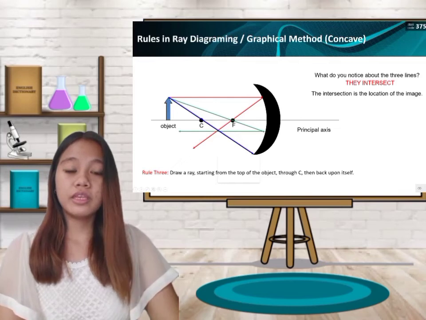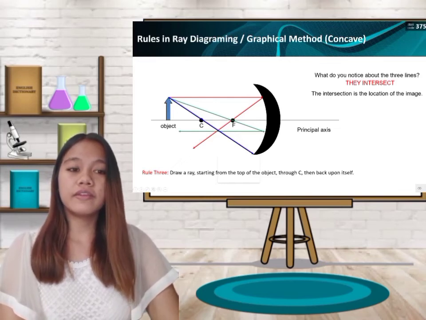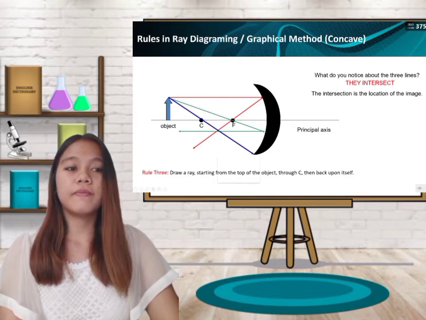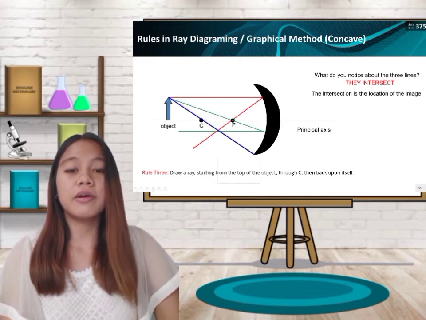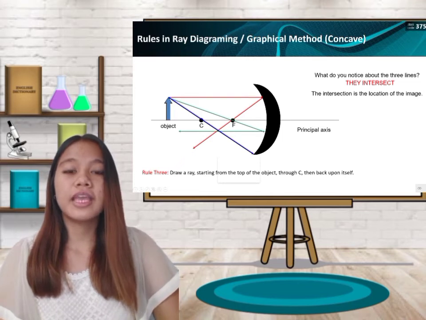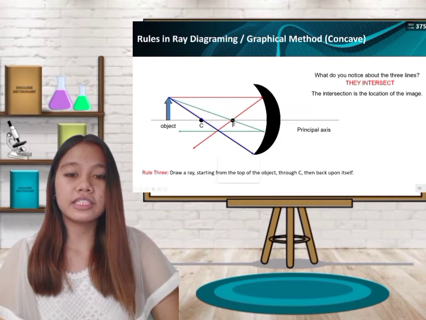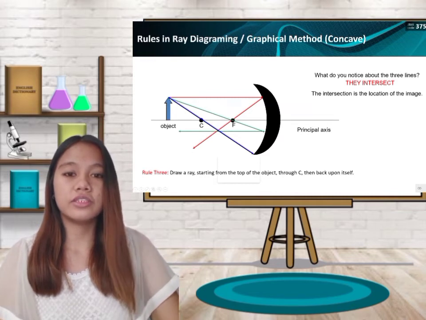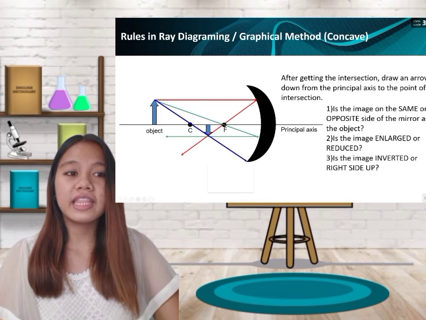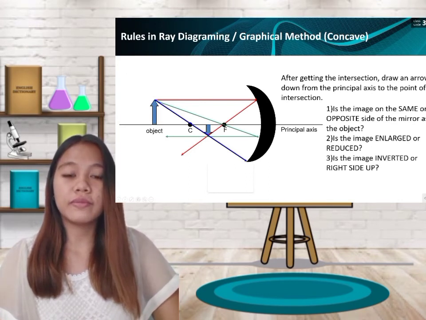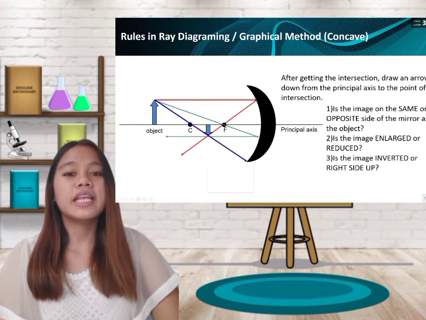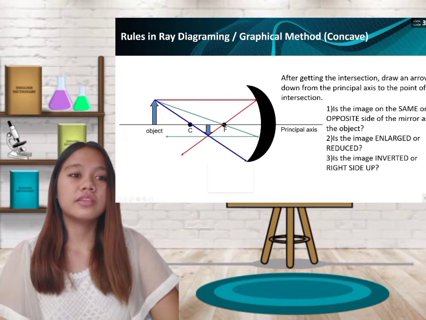Rule number 3. Draw a ray starting from the top of the object through C then back upon itself. So what do you notice about the three lines? At some point, they intersect. This intersection is the location of the image. So after getting the intersection, draw an arrow down from the principal axis to the point of intersection. Then answer the following questions.